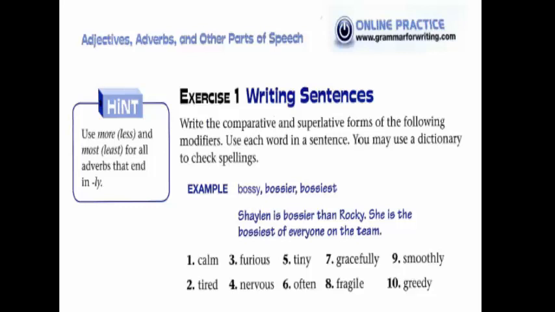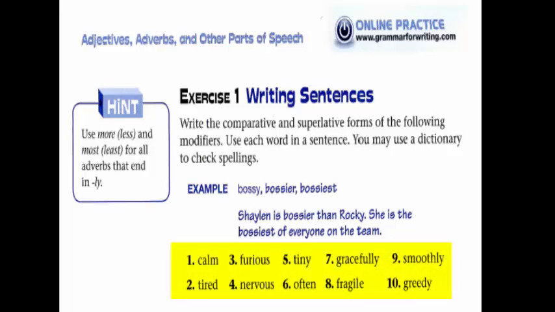Let's have some activities. Exercise 1, writing sentences. Write the comparative and superlative forms of the following modifiers. Use each word in a sentence, and you may use a dictionary to check your spelling if you want. Example: bossy, bossier, and bossiest. Bossy is a modifier that ends with a Y, so to make it a comparative, you change it into IER, and for the superlative, you change the Y into IEST, and you put it in a sentence. Any sentence that makes sense.